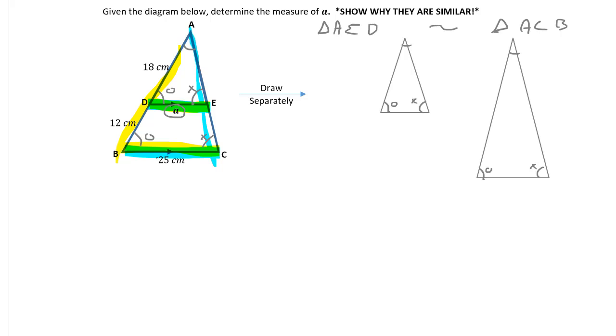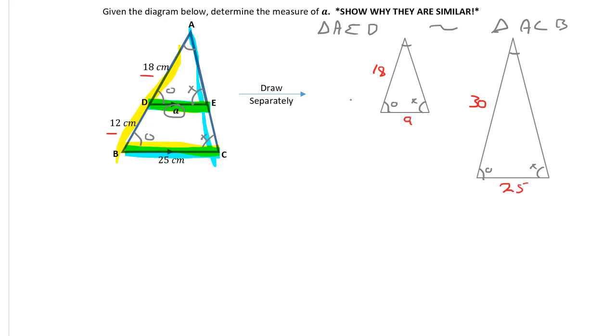The other thing I want to do before we actually start solving this is put our lengths on here. So we know that this is 18 centimeters, and we know that this is A right here. And we also know that this length is going to be 18 plus 12, which is going to be 30 centimeters. And the bottom length here is 25. And that's all we really need to do.